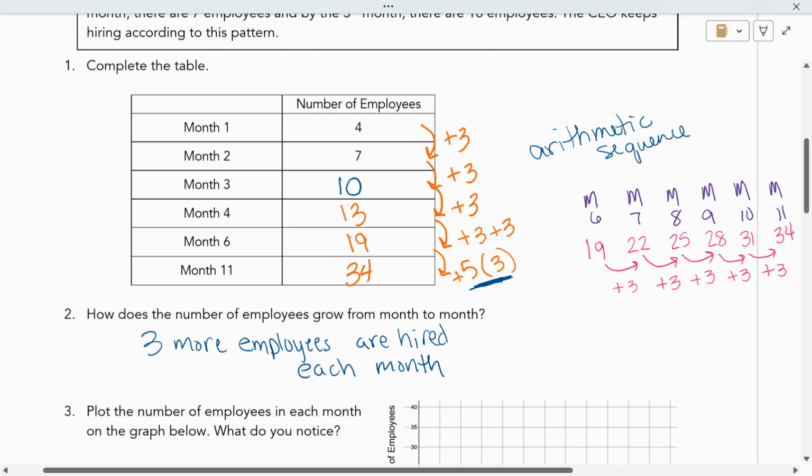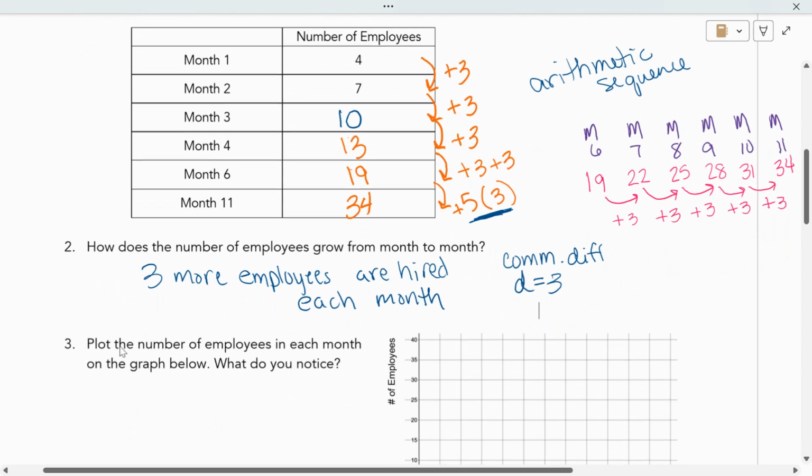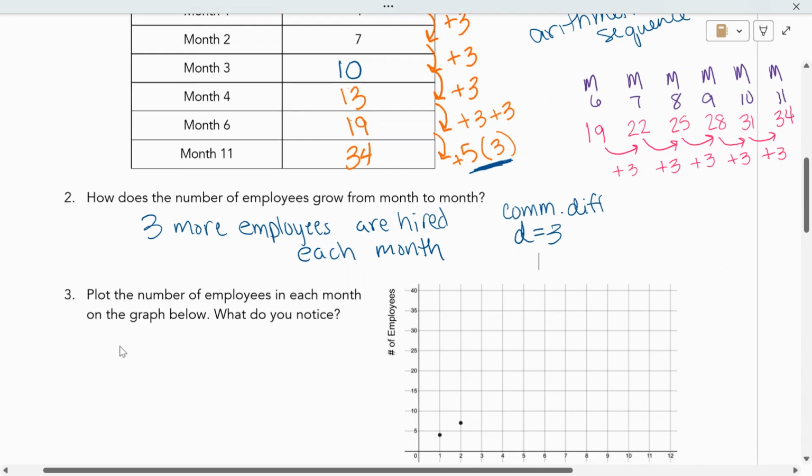So that means my common difference equals what? I'm going to abbreviate that. Common difference equals what? What are we adding or subtracting? Owen. Yeah, your common difference would be 3. Okay. So it says plot the number of employees in each month on the graph below.